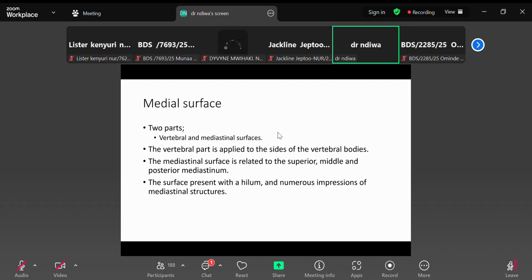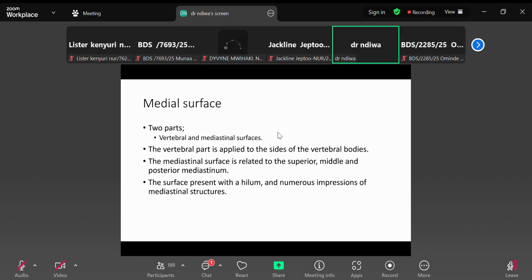The medial surface, again, this is the mediastinal part. We have the vertebral part, which is next to the vertebral column, and then we have the mediastinal surfaces. The vertebral part is applied to the sides of the vertebral bodies, while the mediastinal surface is related to the superior, middle, and posterior mediastinum. The surface presents with a hilum and numerous impressions of mediastinal structures.